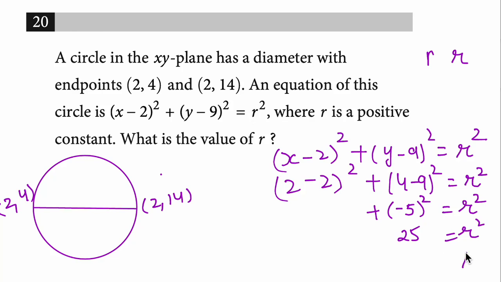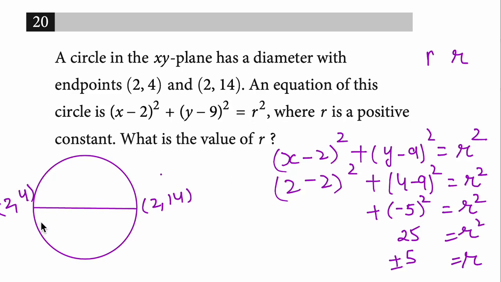If I take the square root on both sides, r is actually plus or minus 5 if we see the concept, right? But here, because r is the radius, it cannot be negative. So we will say r is equal to 5. So the value of r is 5.